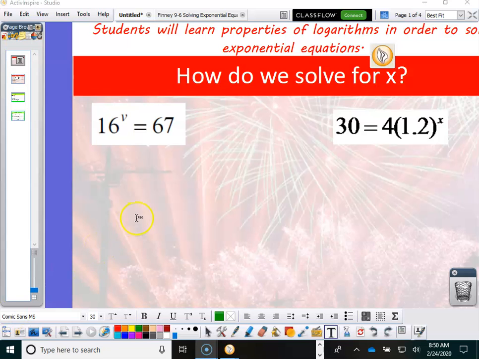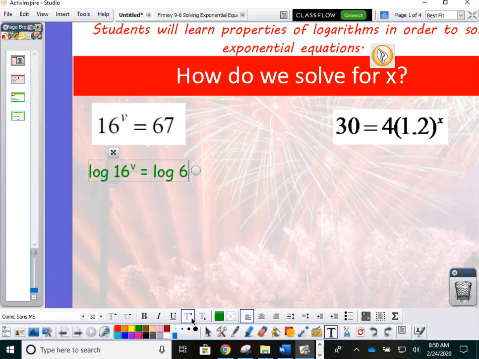And what we started out by doing is saying, okay, we're going to take the log of both sides. So we took the log of 16 to the v, and that equaled the log of 67 because we did the log of both sides. Then we used our properties of logarithms that said that the v can go in front. So that property of logarithms said that v times the log of 16 equals the log of 67.